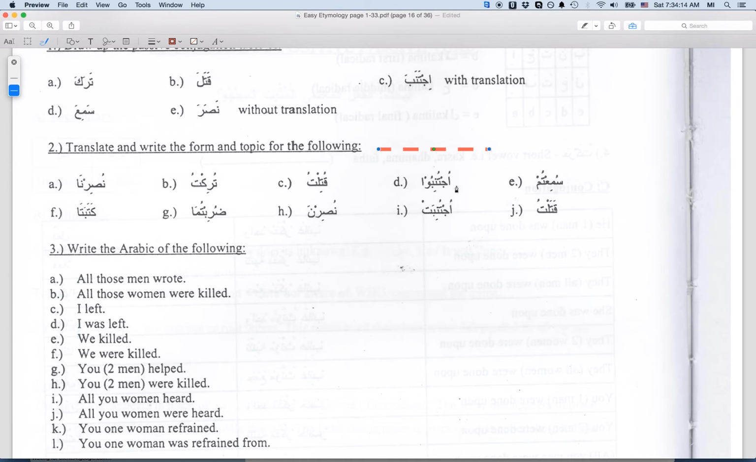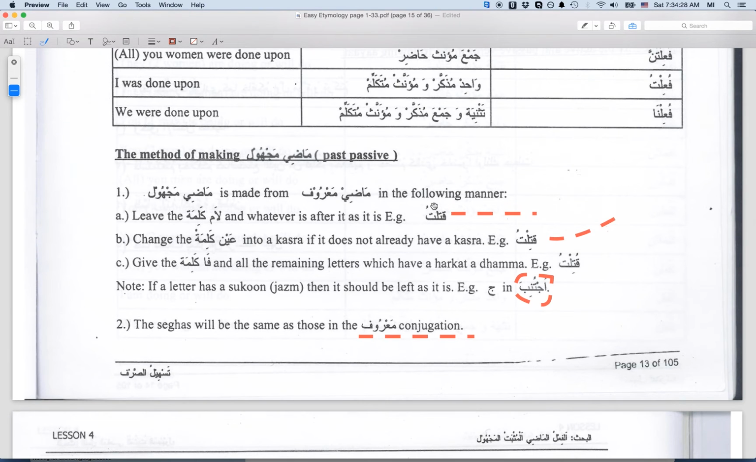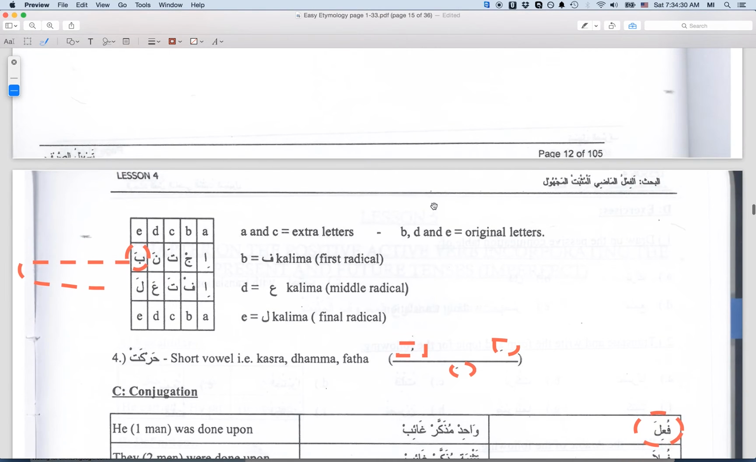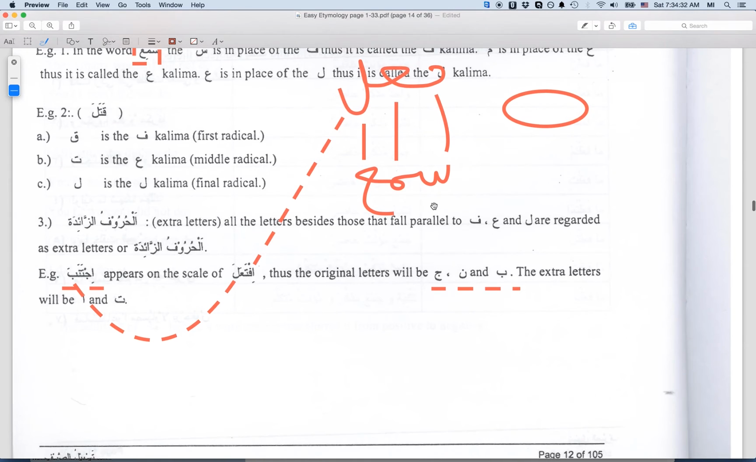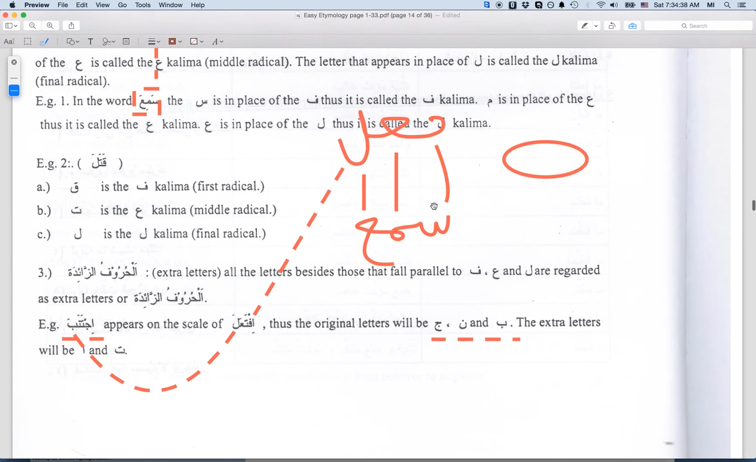قتلت, I was killed. And just follow the same way. I'm just going to translate them. ujtunibu, they were warned, right? They were refrained from, right? Refrain. Ijtanaba is to refrain from.